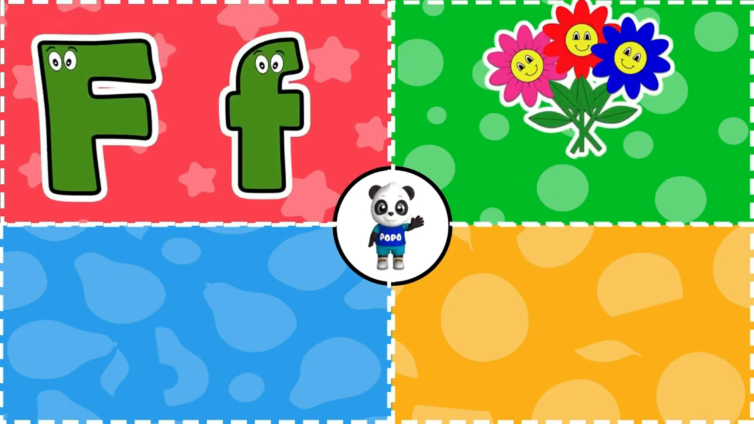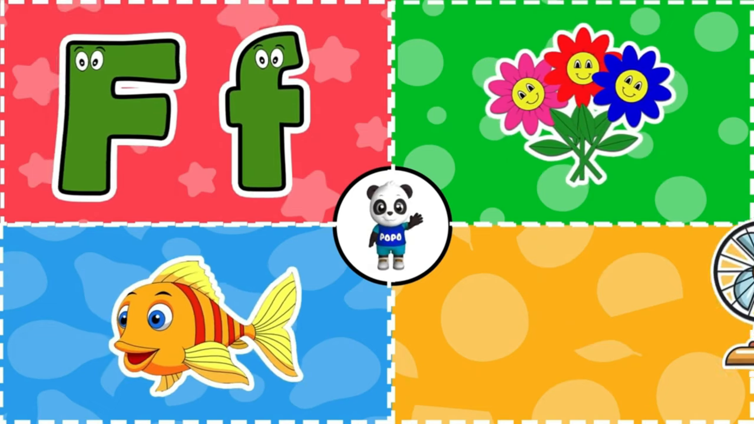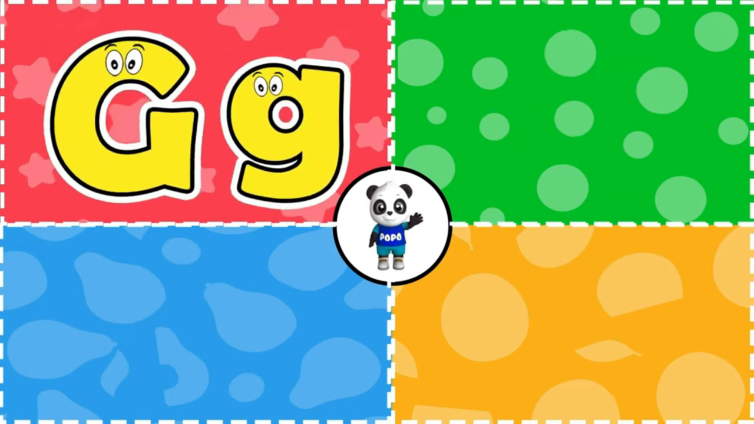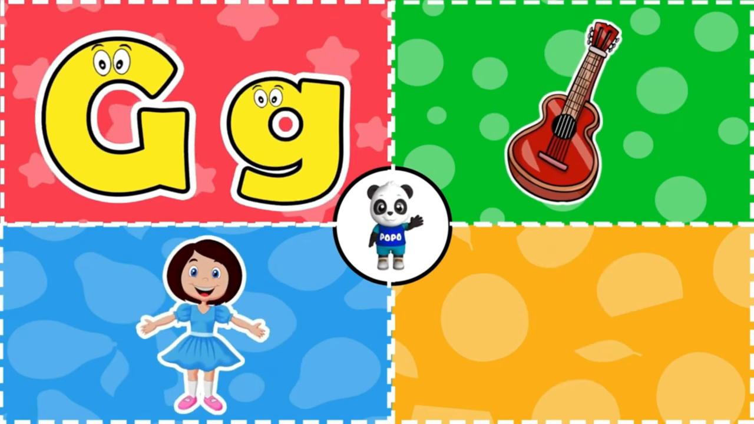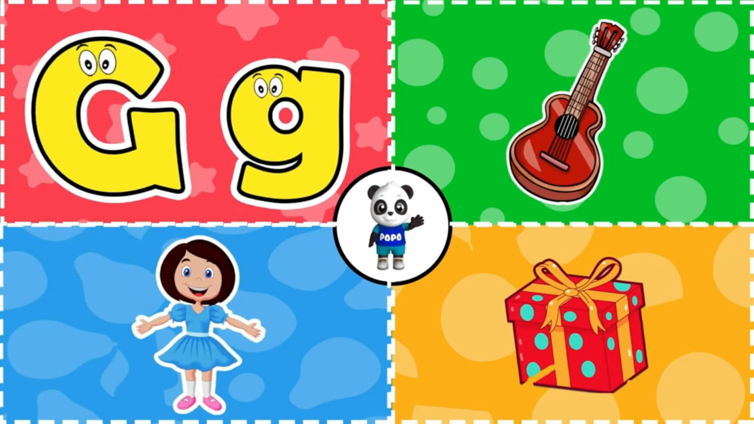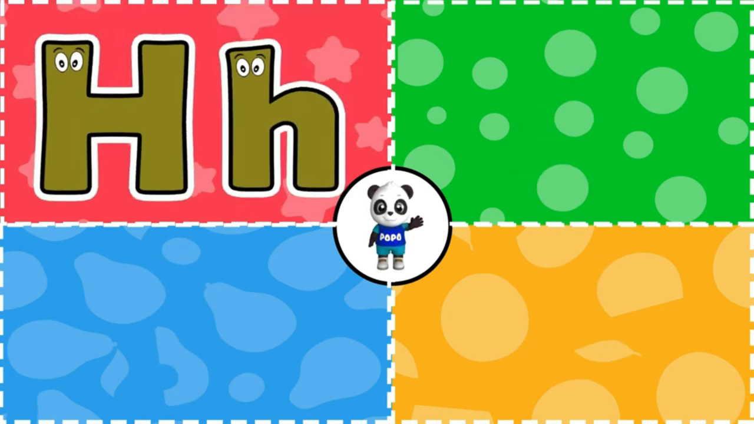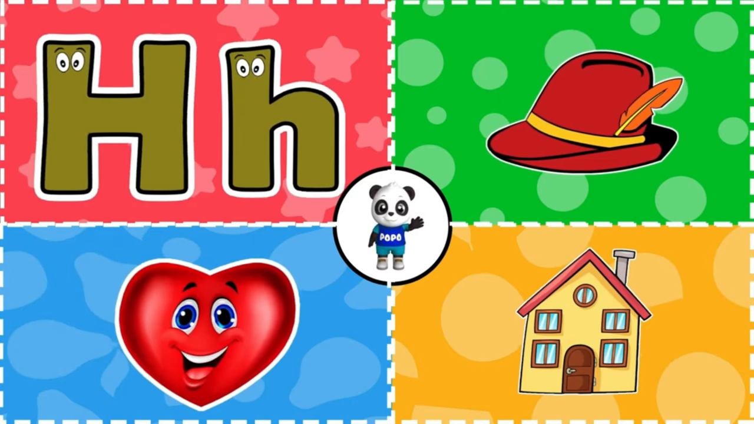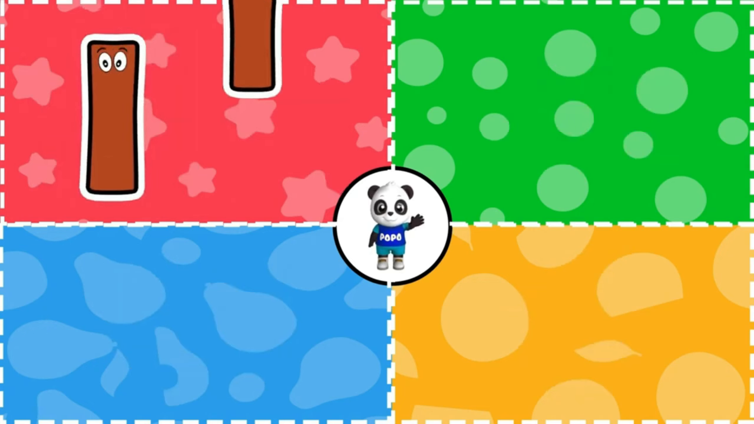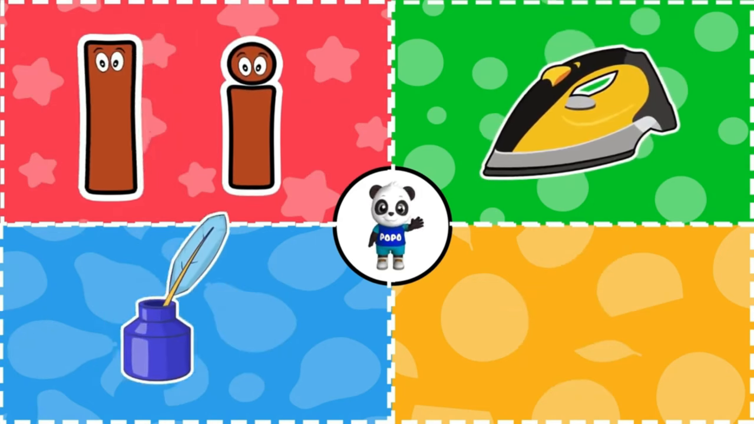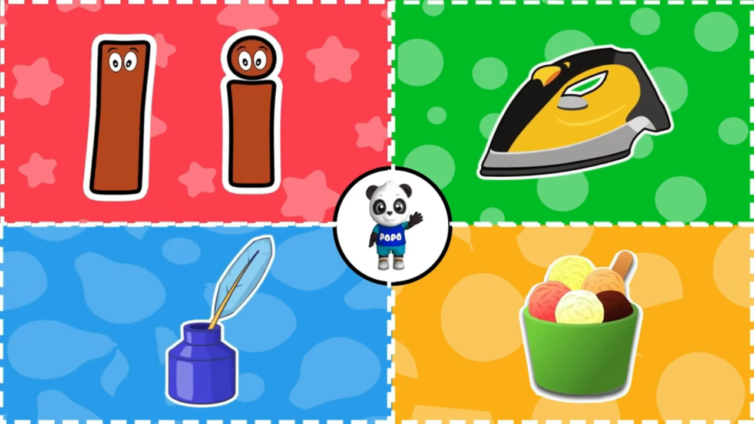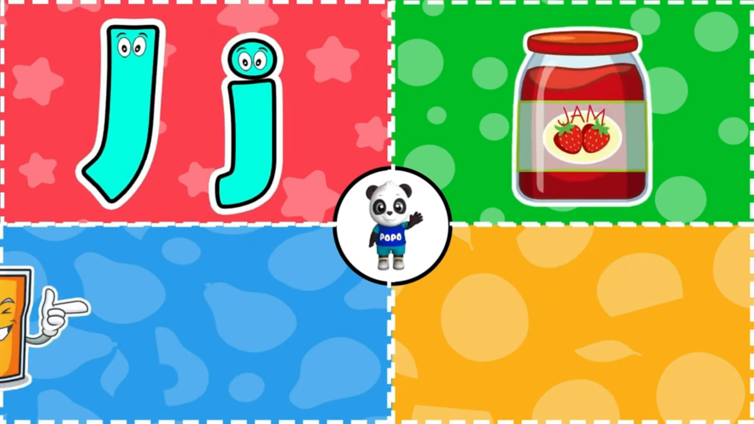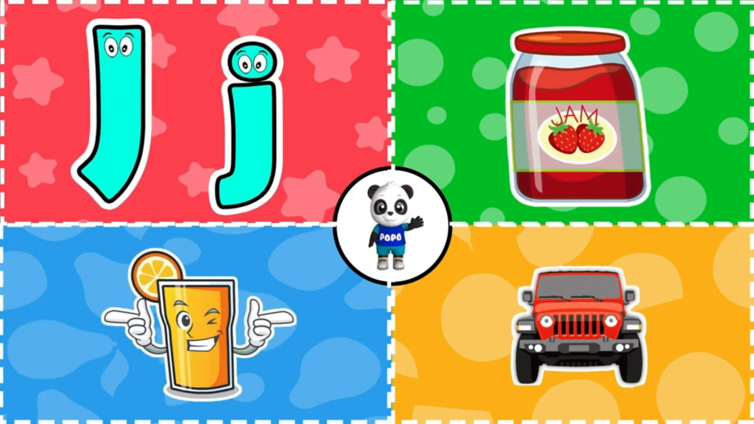F, F, F for flowers. F for fish. F for fan. G, G, G for guitar. G for guard. G for gift. H, H for hat. H for heart. H for house. I, I for iron. I for ink. I for ice cream. J, J, J for jam. J for juice. J for jeep.